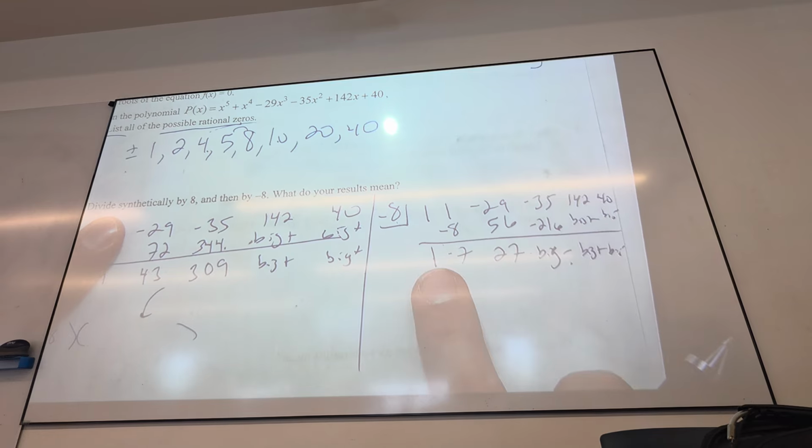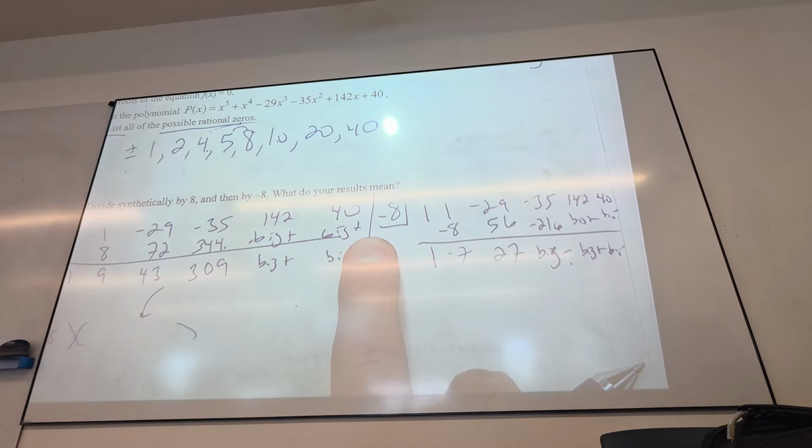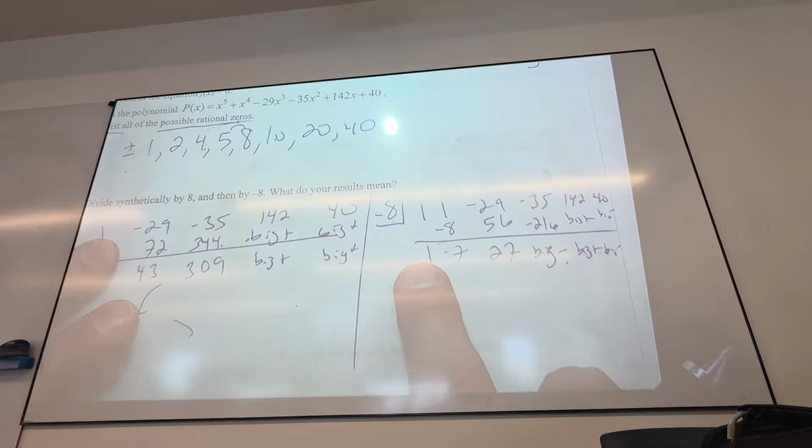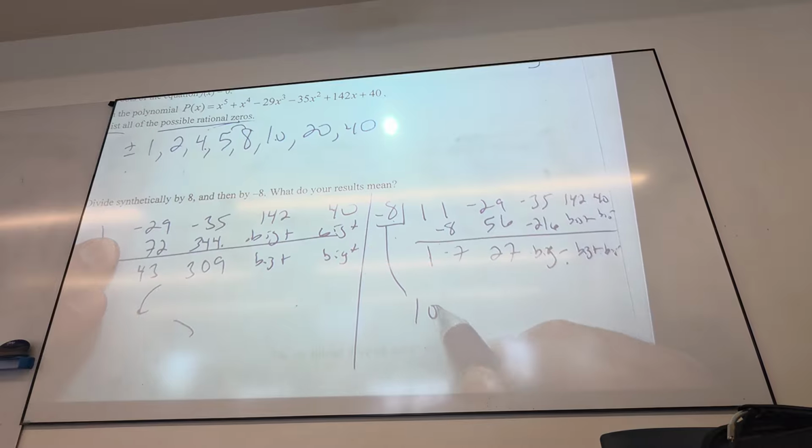What did the signs do? Positive, negative, positive, negative, positive, negative. They did nothing but switch. So if I divide by a negative number and the results alternate signs consistently, that is a lower bound.